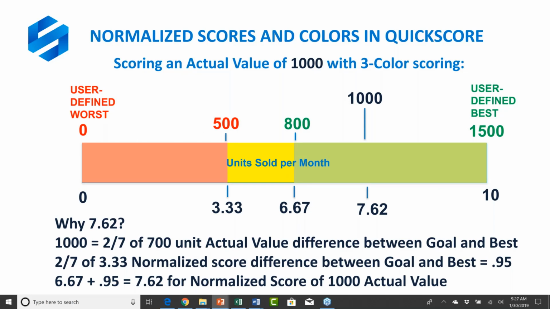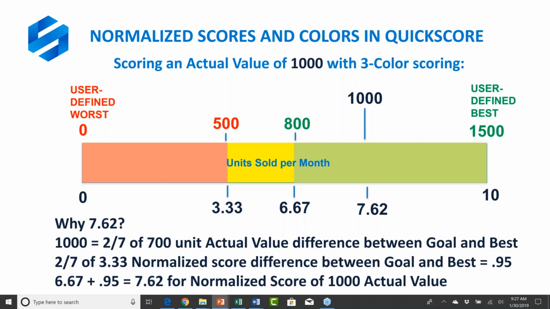Again, it's a similar paradigm where the actual value of 1,000 in this case lands 2/7 of the 700 unit actual value difference between goal and best. 2/7 of the 3.3 normalized score difference between goal and best is 0.95. And once again, all we're doing here is adding that 0.95 on top of the 6.67 normalized score for goal to come up with the 7.62 for normalized score for that 1,000 unit actual value.